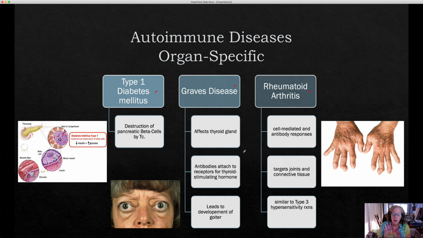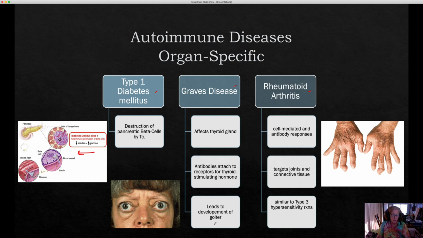So we get destruction of the pancreatic beta cells by cytotoxic T cells, and that's what's going on here in diabetes type 1. In Graves' disease, we have something affecting the thyroid gland. So you can imagine T cells are going to be involved in this, and in the thyroid gland, we end up with autoantibodies against what they think is an antigen on the thyroid, but what they're really attaching to is receptors that stimulate the thyroid stimulating hormone. This leads to hyperthyroidism, and ultimately, if left untreated, can actually develop into goiter.